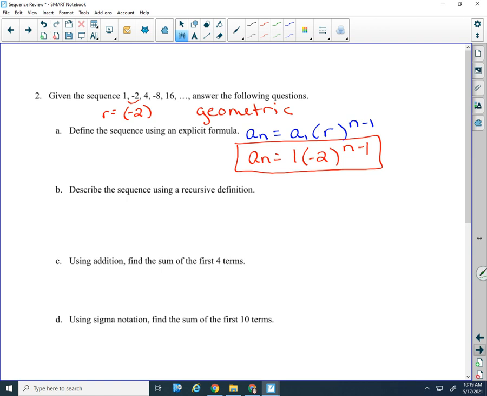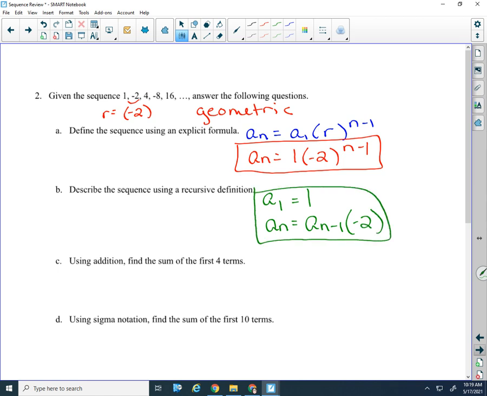Recursive definition, you have to say your first term. First term is 1. How to find the next one? You take your previous number and you multiply by -2. You could also put that -2 in front, so you could have this. A sub 1 equals 1, a sub n equals -2, means the same thing, whichever way you prefer.